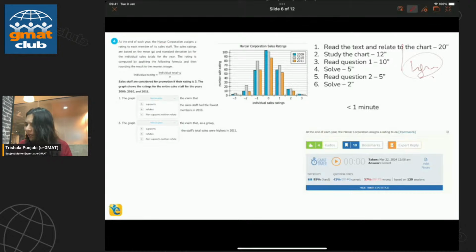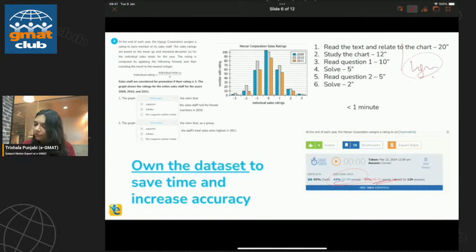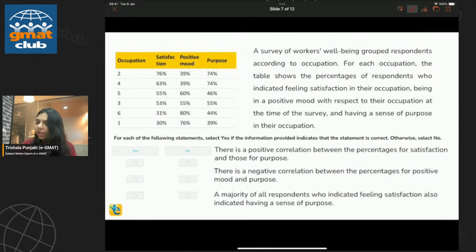Okay, and like 43% people only get this right. More than half of people get it wrong. So you have to own the data set. All right, now look at this one. And yeah, here you will need to do some extra effort, guys.